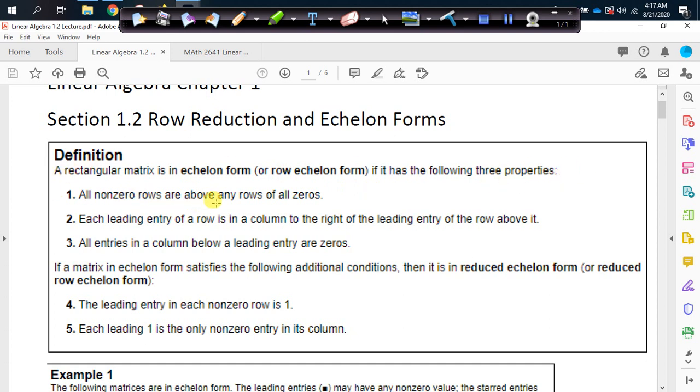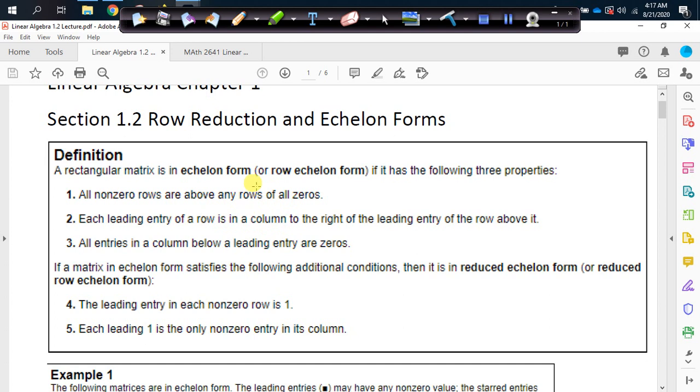All non-zero rows are above all rows of all zeros. So if you have a row that has all zeros, it needs to be at the bottom. It needs to be below the rows that are not all zero. Each leading entry of a row is in a column to the right of the leading entry of the row above it. And we'll talk about what this looks like in a minute. All entries in a column below a leading entry are zeros.